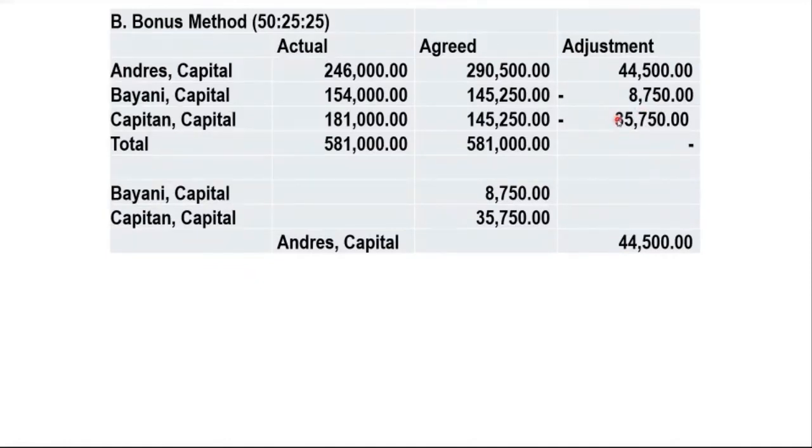Okay? Respectively. So what will be the journal entries? So since yung babawasan dito, si Bayani at saka Kapitan, sila yung i-debit. Tapos si Andres, i-credit mo. Kasi increase. Okay? So yun. So same process tayo dun ha. So ganun lang yung entry natin dyan sa letter B. Okay, let's go to letter C.